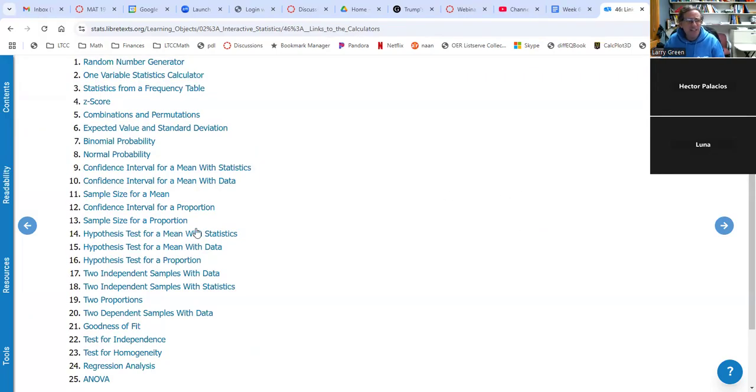Not 13, because that's for a proportion. We want to find out the mean salary for nurses, not the percentage of nurses that get something, but how much do they make? That's a number. Does that make sense? So it's not 13.